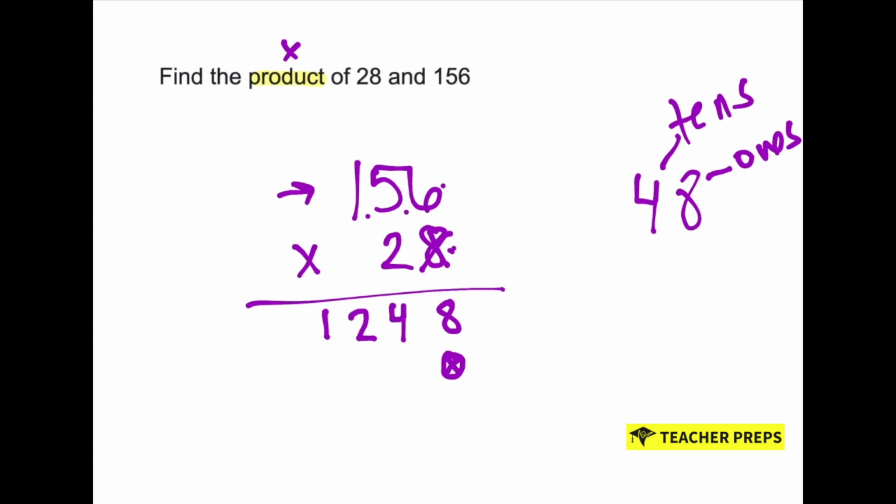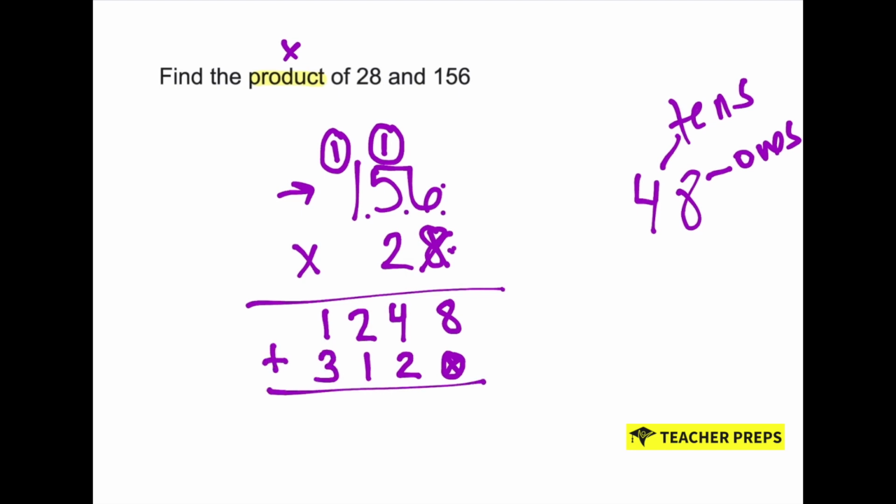Now we can take 2 times each number. 2 times 6 is 12. We can bring the 2 down and carry the 1 up. 2 times 5 is 10, plus that 1 is 11. 2 times 1 is 2, plus that 1 is 3.